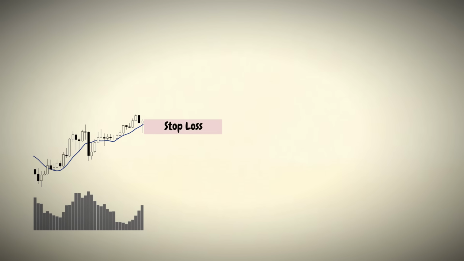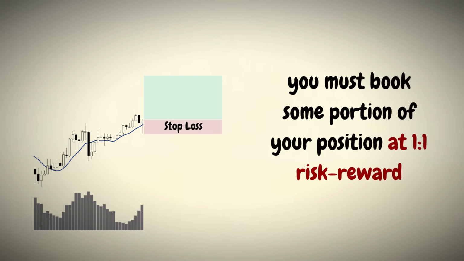As for take profit, I don't want to set a fixed rule for you because market conditions change. You can take profit wherever you feel comfortable. But I will say this. Since we are scalping, you must book some portion of your position at 1-1 risk reward. It could be 10%, 30%, whatever you prefer. But secure something. That's how scalping works. After that, you can target 1:3, 1:4, or higher. It completely depends on you and the momentum of the market.